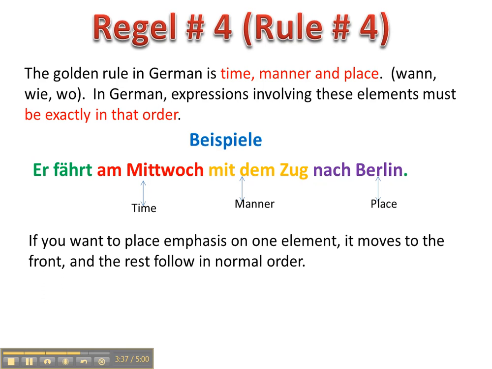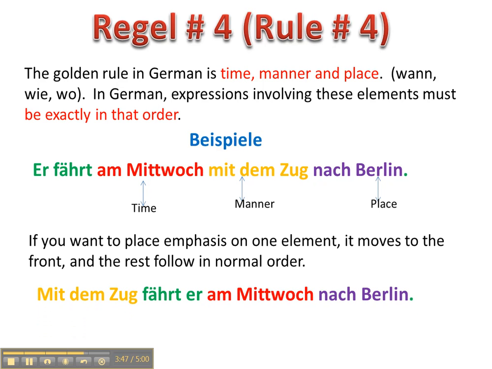Again, if you want to place emphasis on one element, it moves to the front, and the rest will still stay in this order of time, manner, and place. So, for example, to emphasize manner, mit dem Zug fährt er and then we still keep the time, am Mittwoch, and then Berlin.